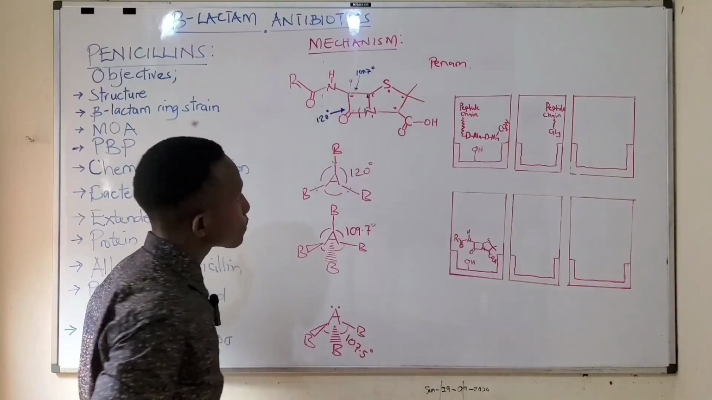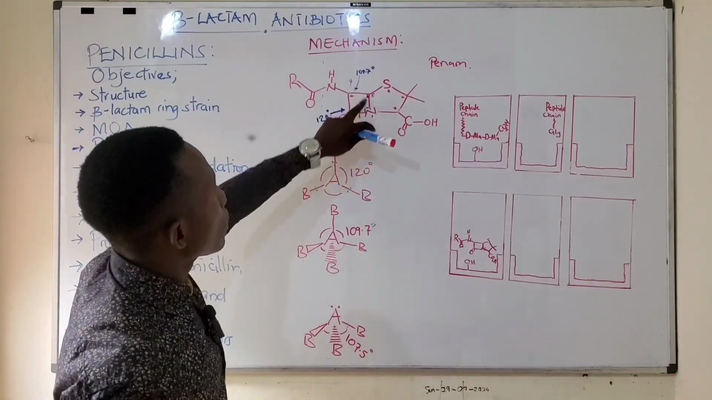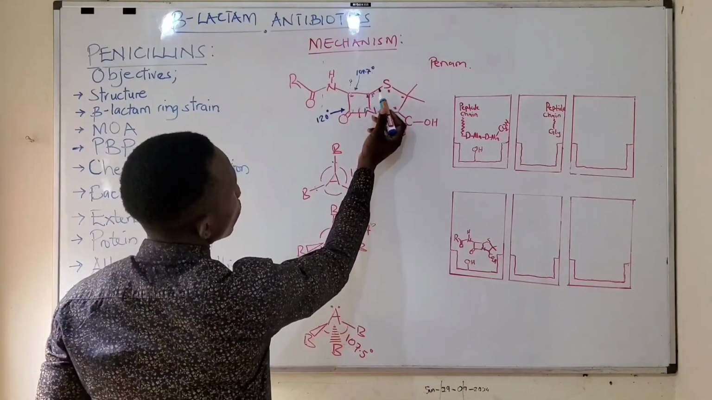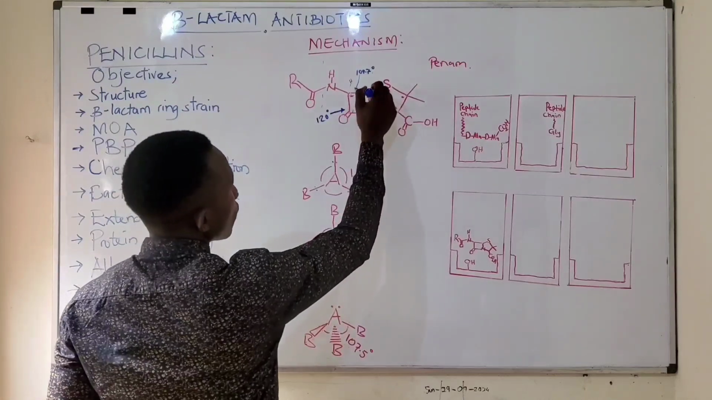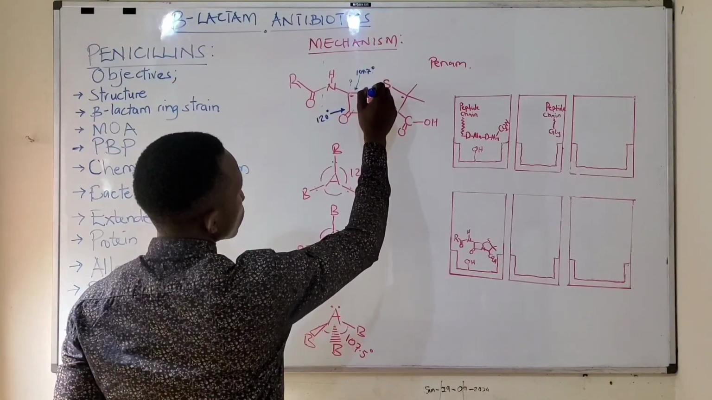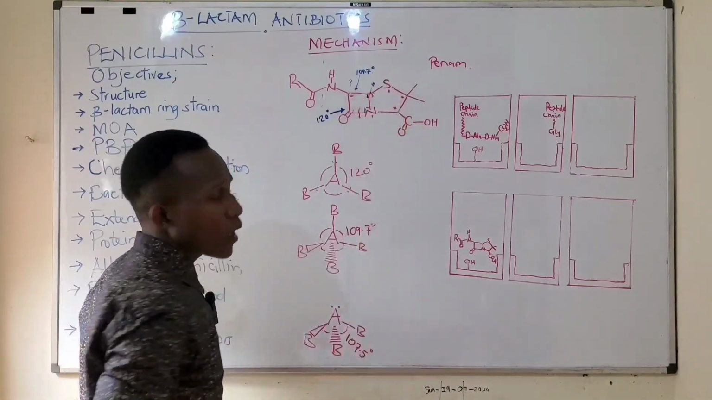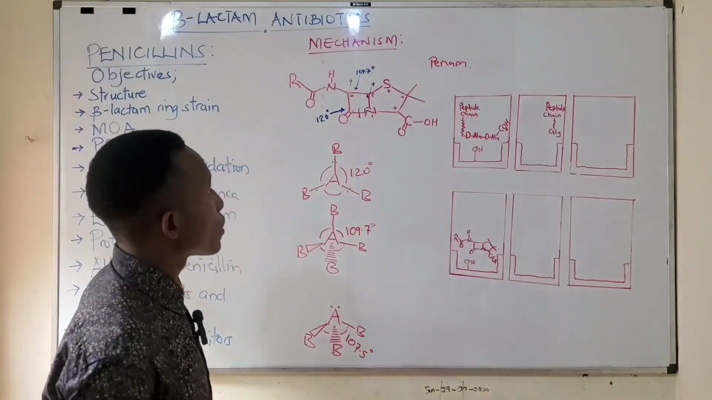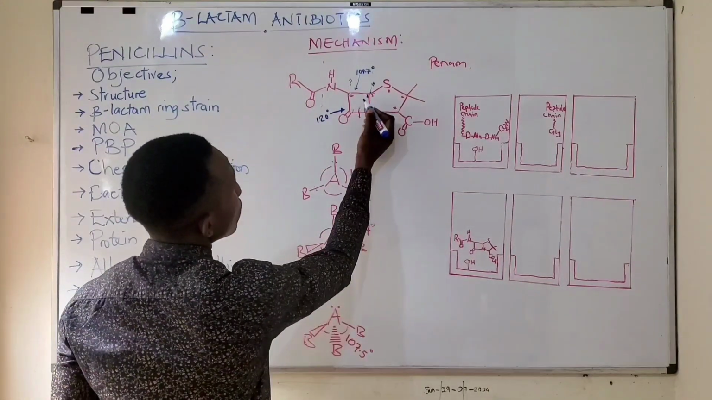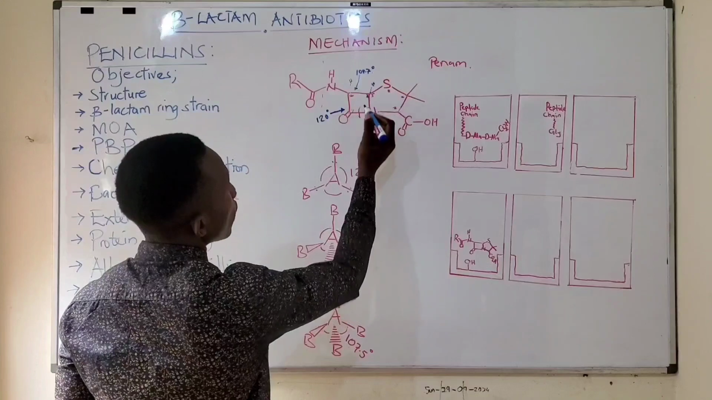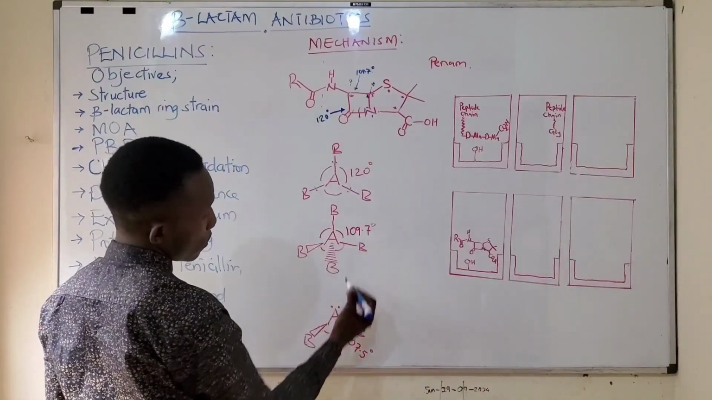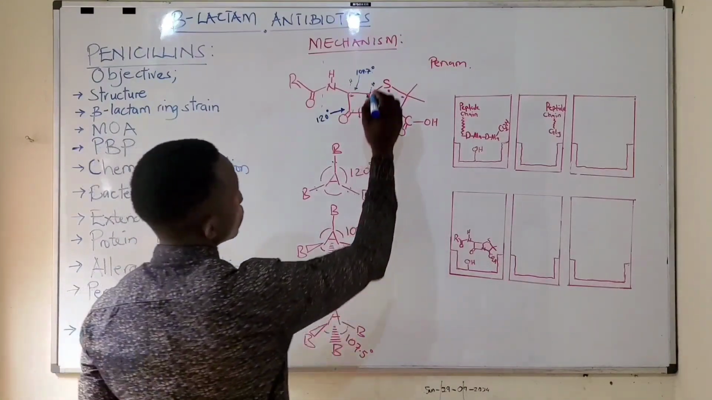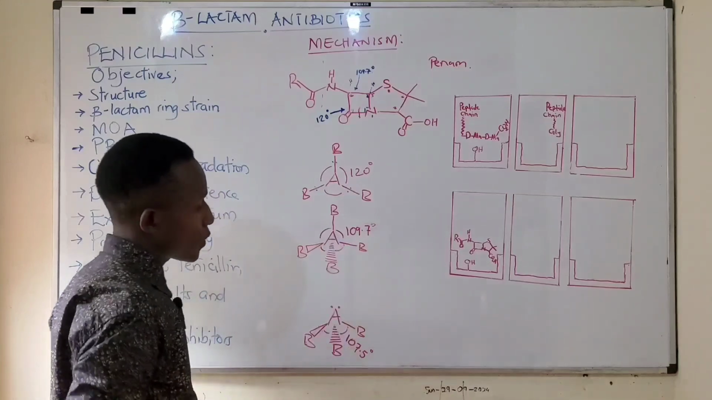This angle, it is a carbon, 1, 2, 3, 4. There is hydrogen also. 4 atoms are bonded to that carbon, meaning all the angles on this carbon are supposed to be 109.7 also.